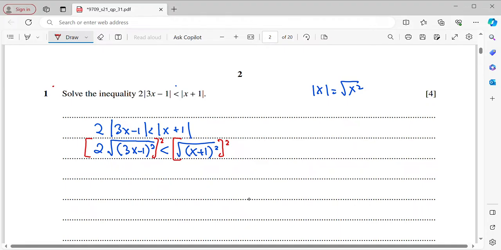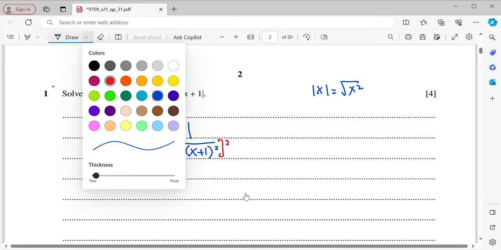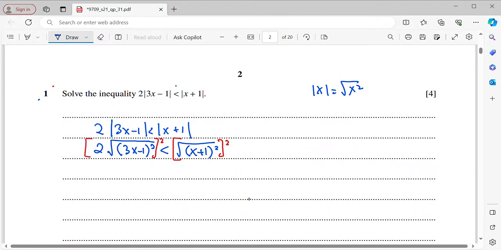So once we have squared both sides, the squares basically will be moved into both of these two terms on the left hand side. So 2 squared, and then the square root and square can be cancelled off. Then I will be getting 3x minus 1 squared. And the same goes to the right side. The square and square root will be cancelled off. Then I will be getting x plus 1 squared.